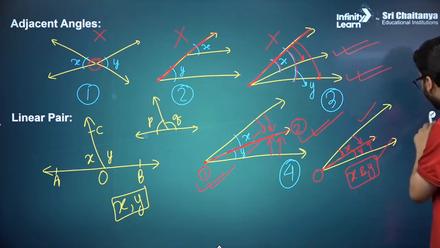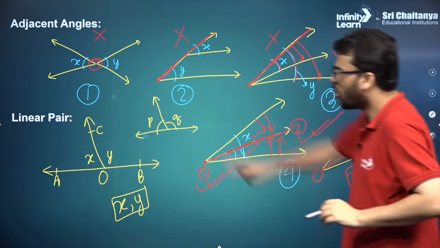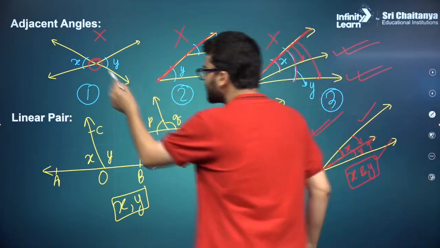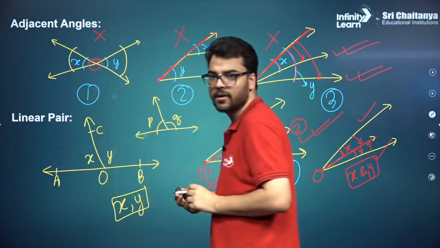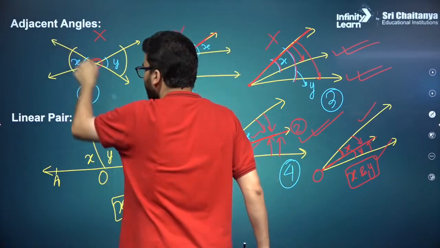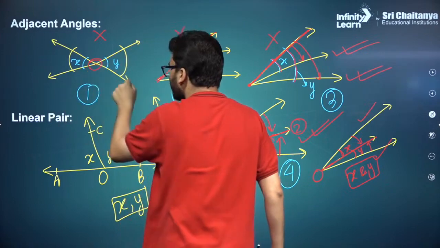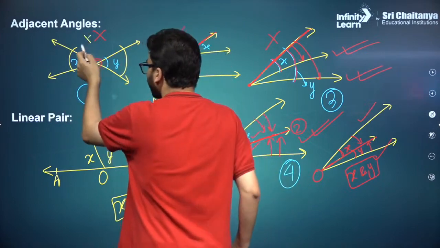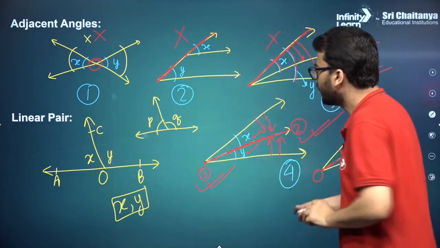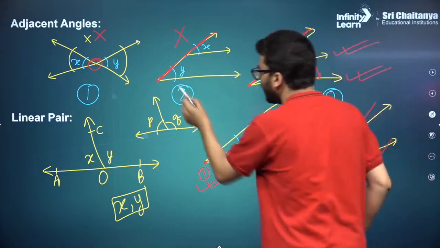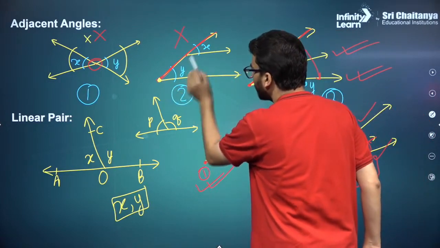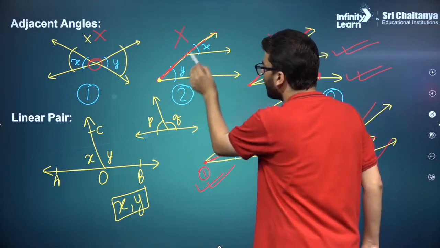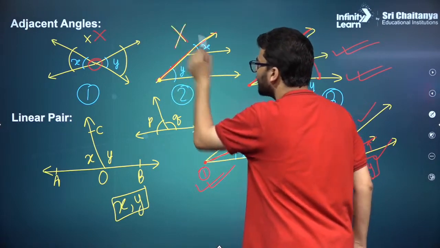Now in this case, what is happening, Bimla? See, over here, angles x and y, they are having only a common vertex. No common arm is there, because these are the arms of x, these are the arms of y. So therefore, they are not adjacent angles. Correct? What is happening in this situation? They are not having the common vertex. Only a common arm is there. So they are not adjacent angles.